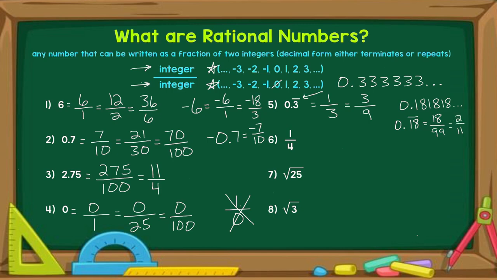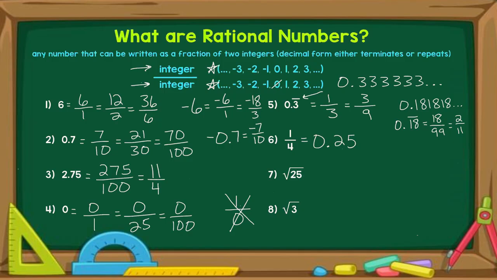Next, for number 6, we have 1/4. Well, this is already a fraction. The numerator is 1, which is an integer, and the denominator is 4, which is an integer. So this is rational. Now, let's look at the decimal form as well. 1/4 equals 25 hundredths, which is a terminating decimal.